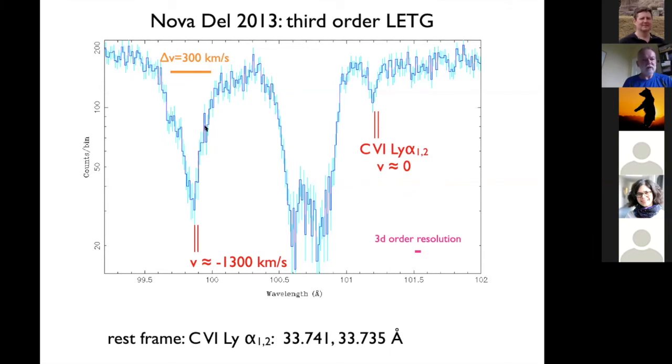And then over here is this huge thing that we have identified as carbon-6 Lyman alpha in an outflowing shell of material. You can actually see in the optical that there's material outflowing not long after the eruption. So we're not surprised we see outflowing material over here. This big thing has an offset of about 1,300 kilometers a second blue shift. So that might be material in a wind that's actually moving towards us. And this is the resolution of the spectrometer in third order. This is about 300 kilometers a second over there. So this is a huge shell of material that's moving towards us.